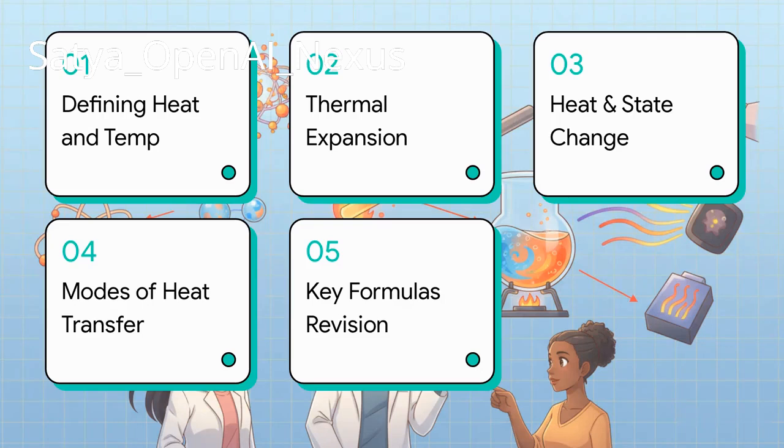We'll kick things off by getting the basics straight: heat and temperature. Then we'll see how stuff expands when it gets hot. After that, we'll get into how heat can actually change the state of matter, how heat moves around, and then we'll wrap it all up with a review of the key formulas you've got to know.